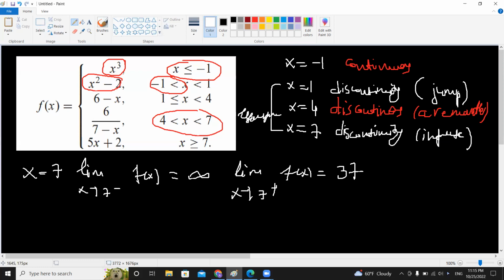So at 2 points we have essential discontinuity. In the first case we have a jump, and in the last case we have infinite discontinuity. For x equals 4, we again have discontinuity, which is removable. And for x equals -1, we have continuity. The function is continuous at -1 because the limit values are equal to the function value.